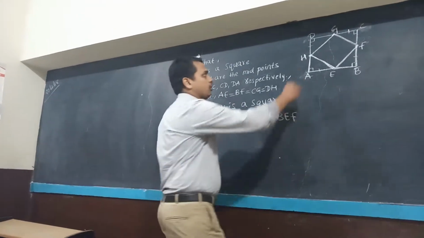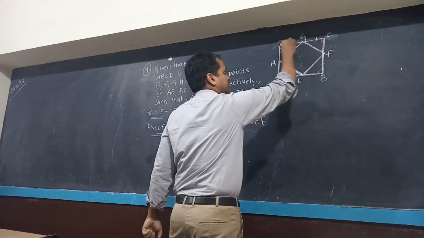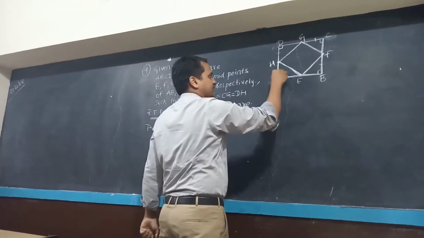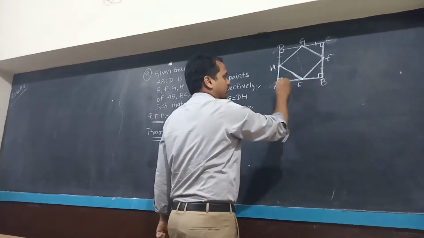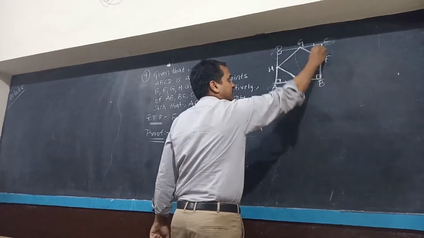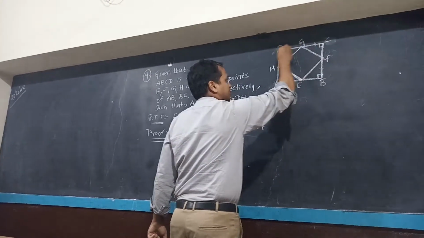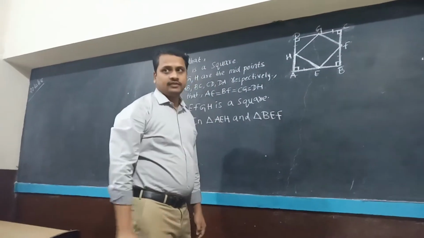First you have to draw one square figure. ABCD is a square in which each angle is 90 degrees. E is the midpoint of side AB. F is the midpoint of side BC. G is the midpoint of side CD. H is the midpoint of side AD.